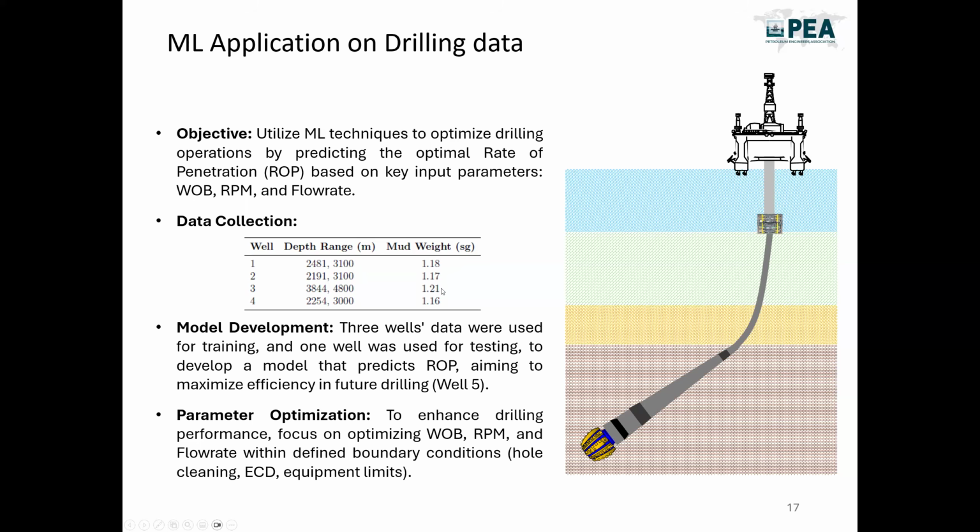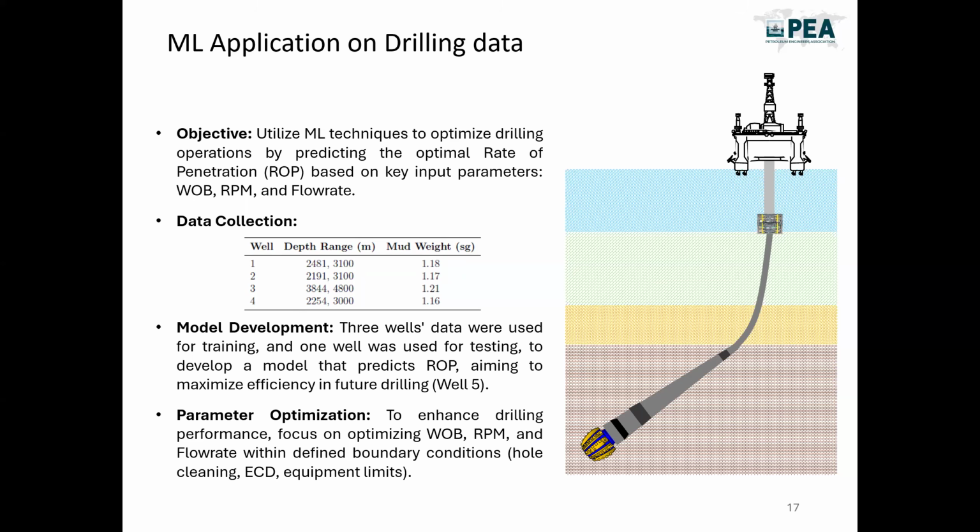And you can see that the reason one is much higher than the rest is because the same formation was deeper for this well. So what we're trying to do here, because there are 4 wells, is take 3 of these wells' data as the data set for training so that I can train my ROP model. And then I'm going to use well number 4 for testing that model.